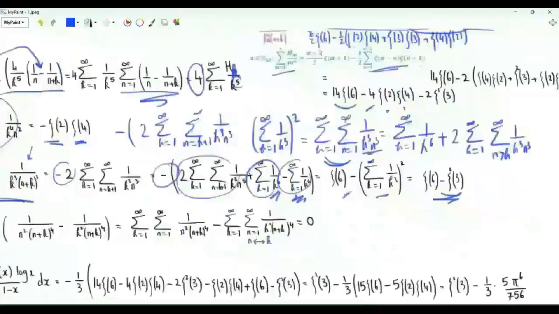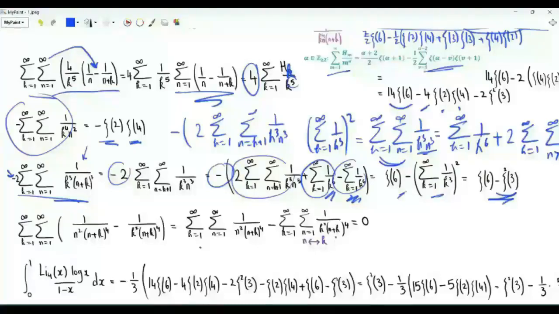We handle these two together, split into two double sums. If in this double sum we rename n as k and k as n, we get this sum. The difference is equal to 0.